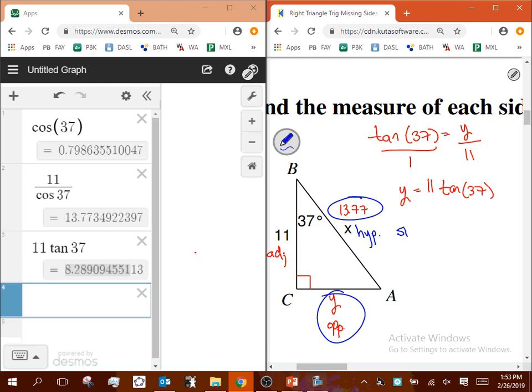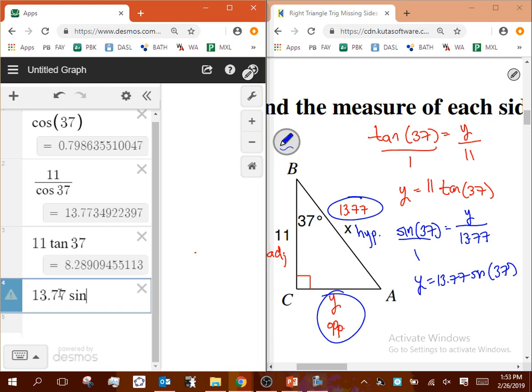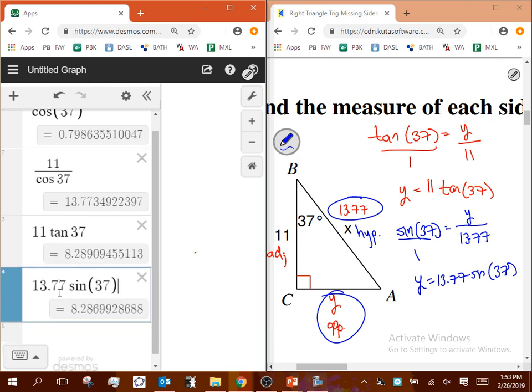So doesn't that mean I've got to go sine of 37 is equal to my y value over 13.77? If I cross multiply there, I get y equals 13.77 sine of 37, right? Does that make sense? Okay. So 13.77 sine of 37. Look at the two answers. That's the best one right there. That's the one using rounded values. Are they pretty close? Yeah, they differ out at the thousandths place.